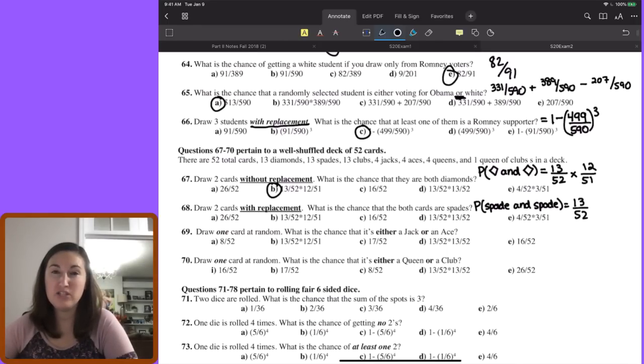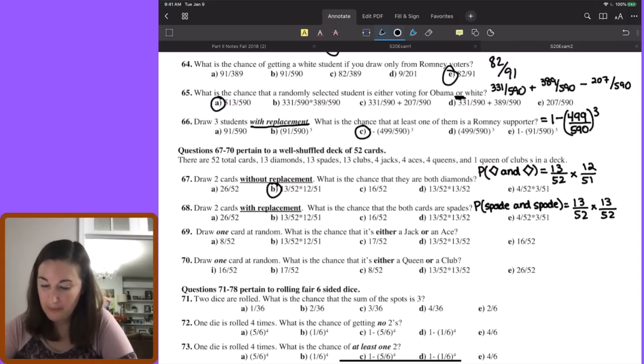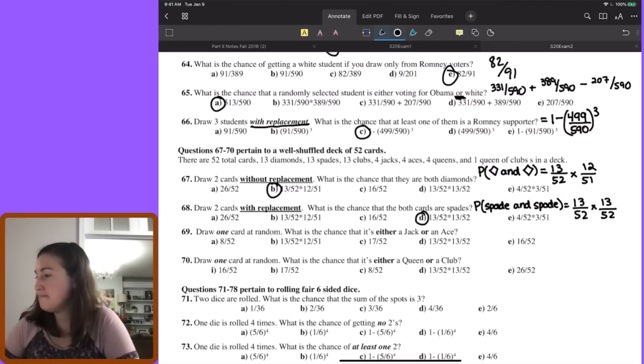It is with replacement, so I'm going to put the spade back in, and then my chance on the second draw is still 13 out of 52. So it looks like that is D.